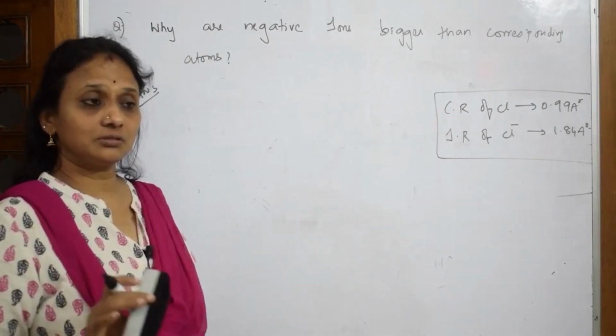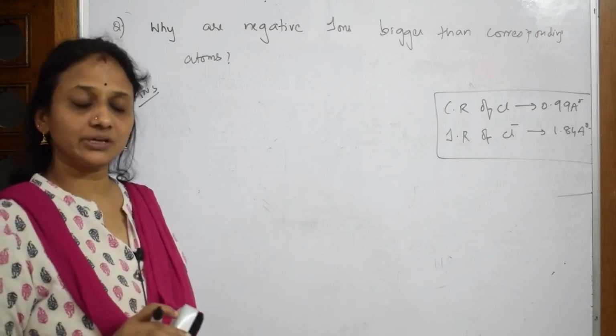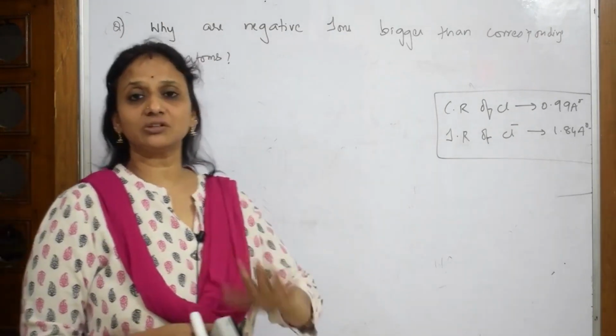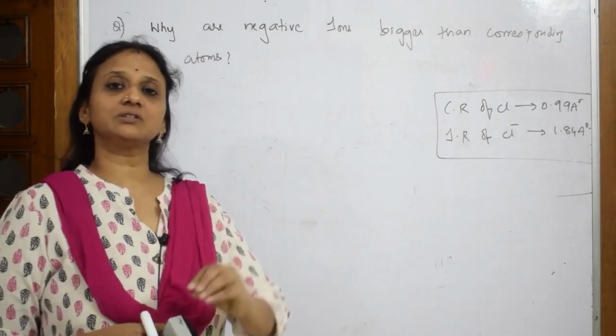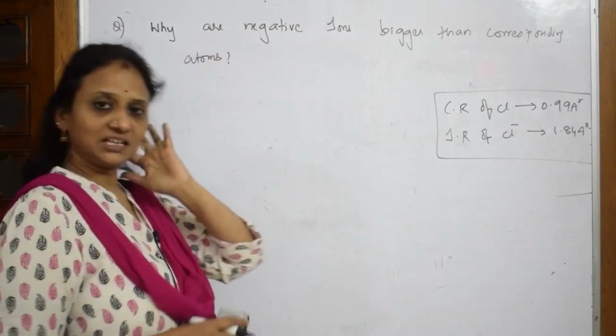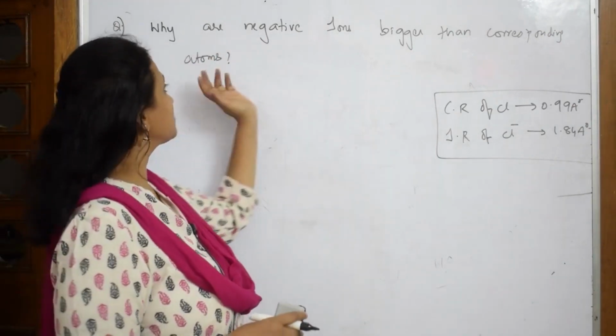Why am I giving the same question in different ways? The examiner wants you to give the keywords which are relevant to that. In inorganic chemistry, giving the keywords in the exam is important. So what do they give? Why are negative ions, nothing but anions, bigger than the corresponding atoms?